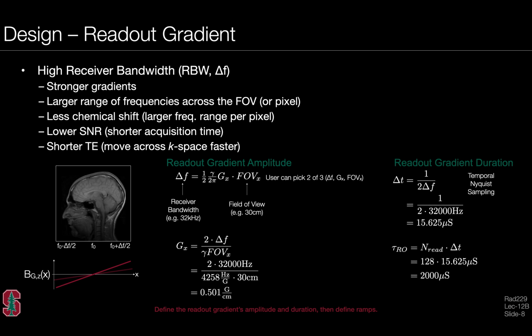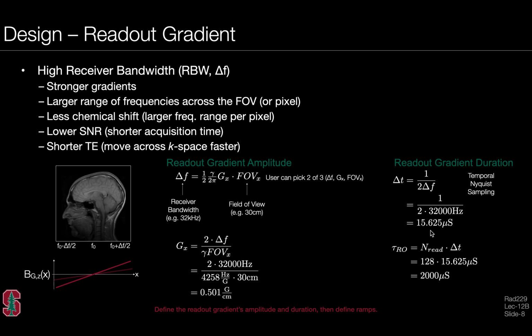And so what's left to define is the readout gradient duration. It's important to remember that the readout gradients, or all gradients, are played for finite intervals that accord with the frequency response of the gradient amplifier system itself. In this case, we specified a frequency of 32 kilohertz, and so we can define the time step required, or the duration of each time step during sampling, and this works out to about 15 microseconds.